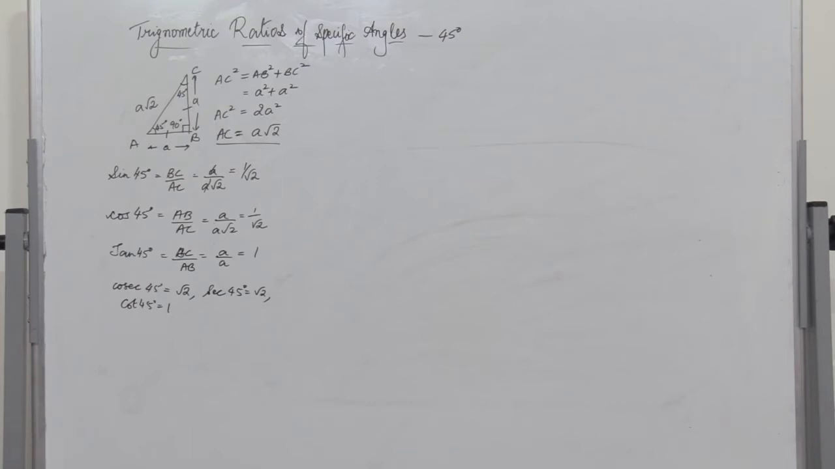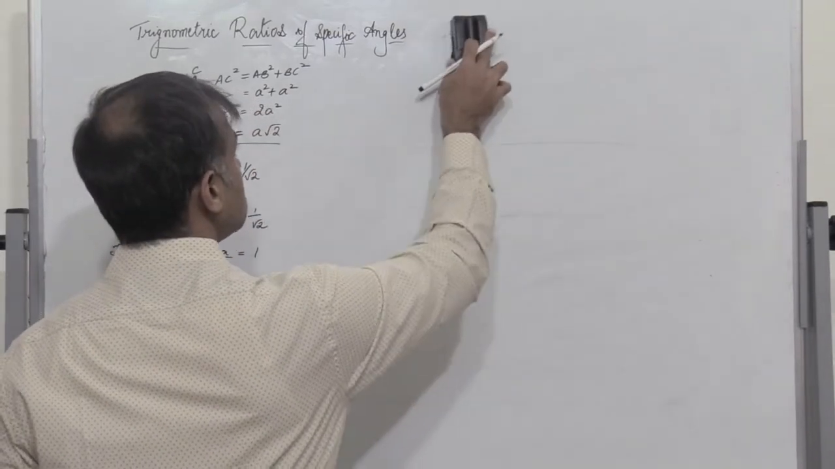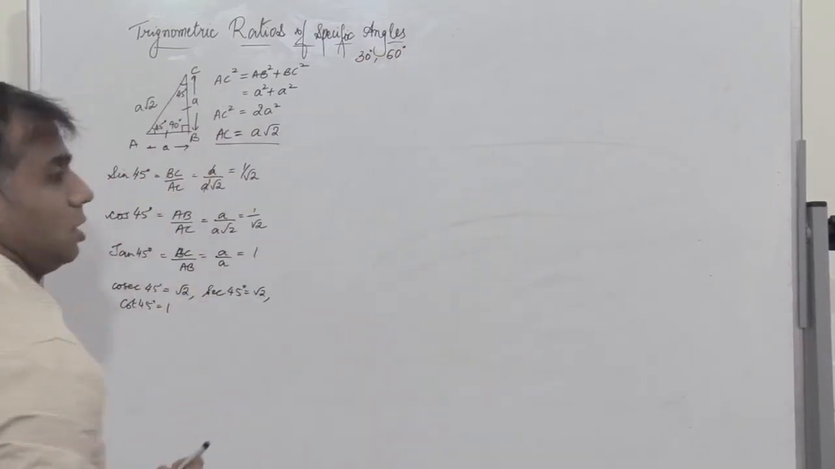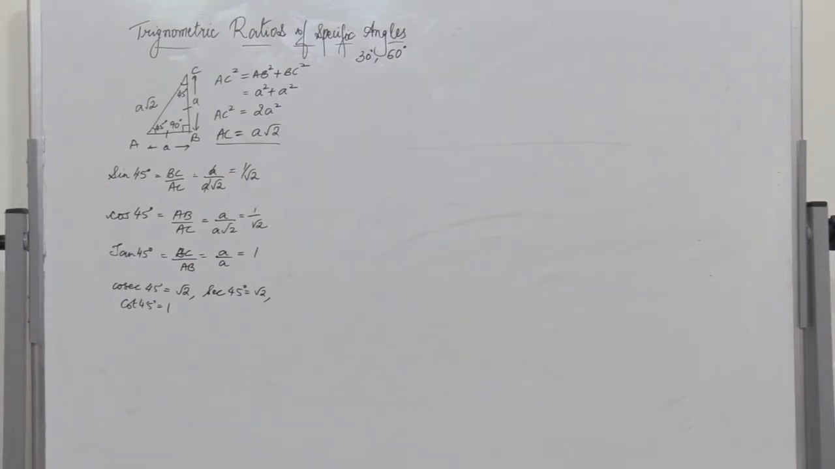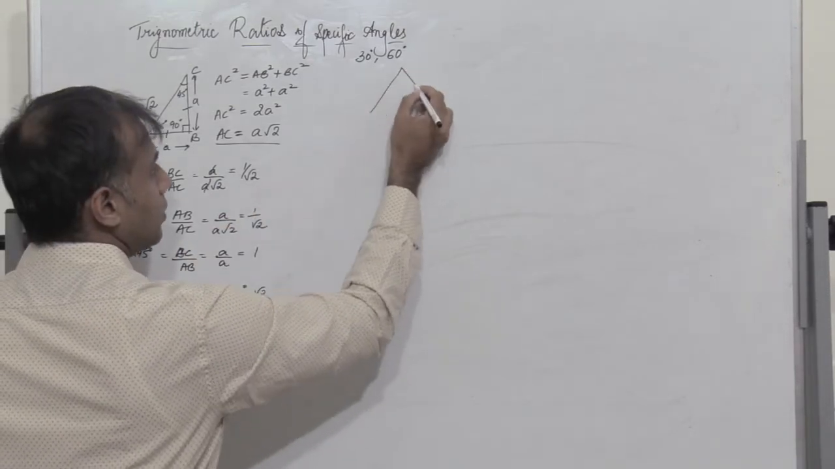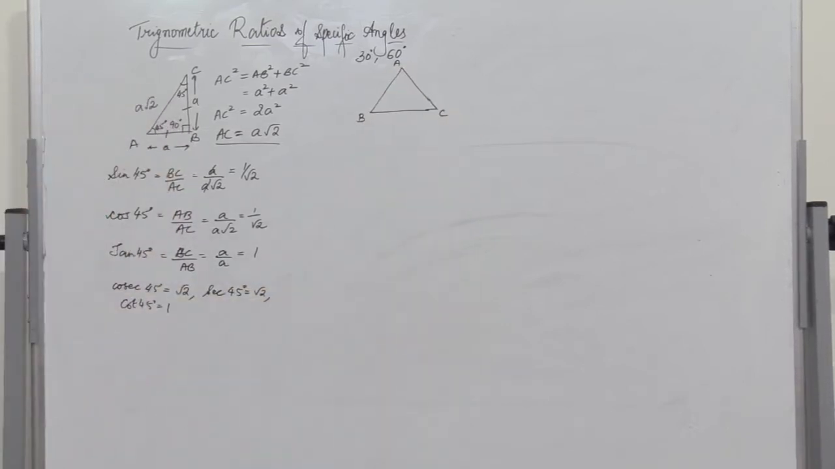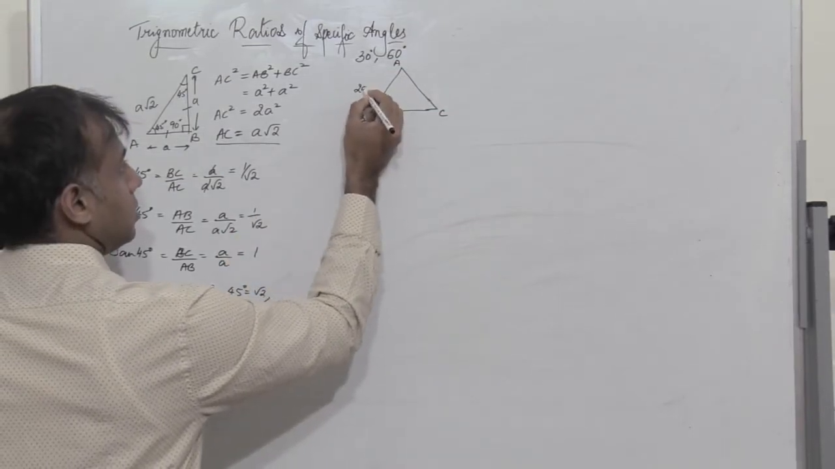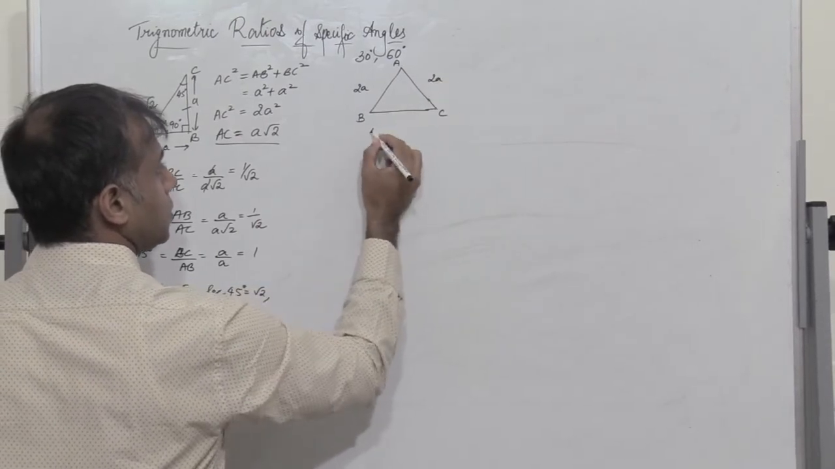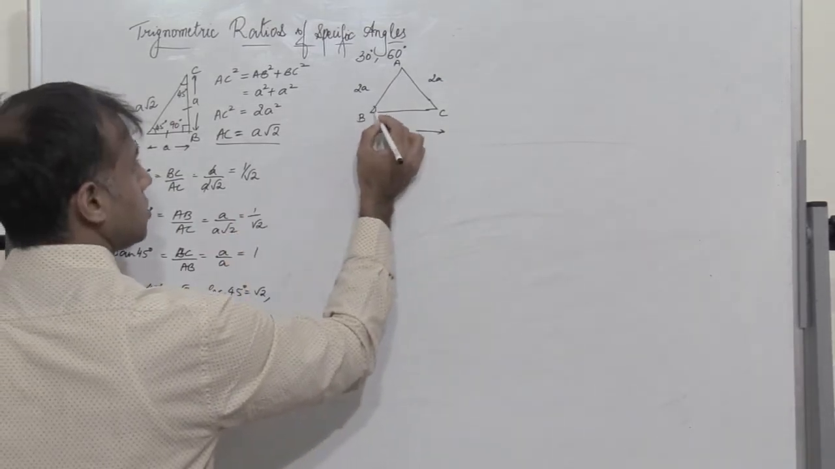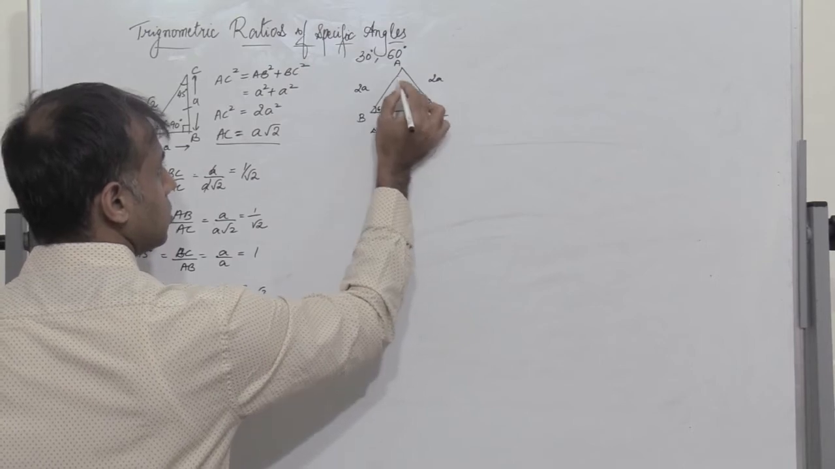Now let us try to find the values of the angles 30 and 60. To find the value of sine 30 or sine 60, let us consider an equilateral triangle ABC. So this is A, this is B and this is C. Let us assume that the sides are of length 2A. It's an equilateral triangle, so all the angles are 60.